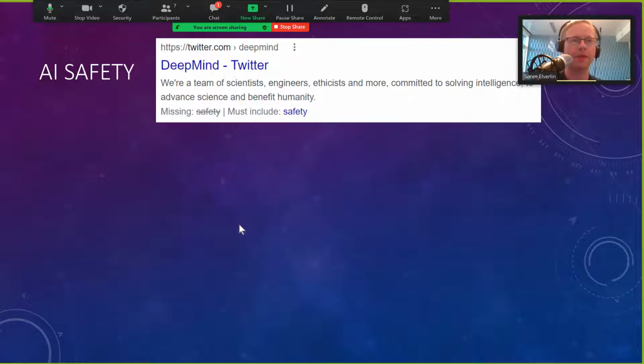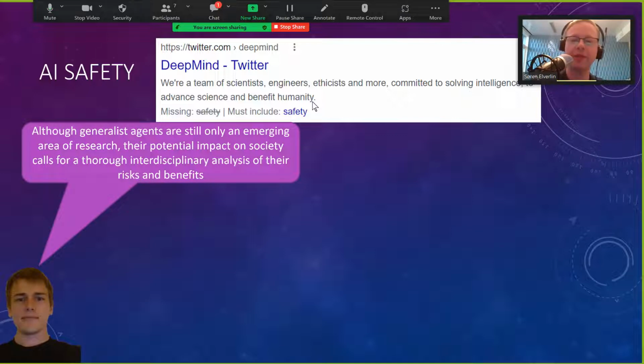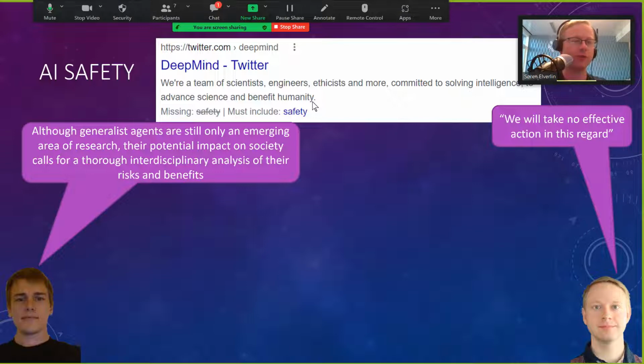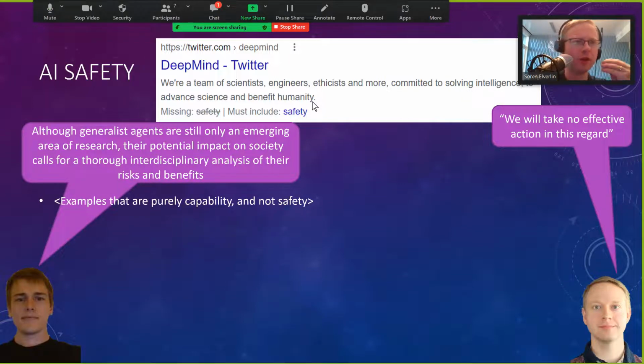I tried to look up DeepMind and safety, and I got this wonderful result from Google with DeepMind's Twitter and then "missing: safety", and Google suggested I could repeat my query with the word safety, because safety is not a word DeepMind is using at all. And they say that safety seems to be an important thing, and someone ought to look into this. I think I've read enough papers to realize that this kind of call for action is just empty words. They're saying that it would be nice if someone did this. We will take no action towards doing anything further.